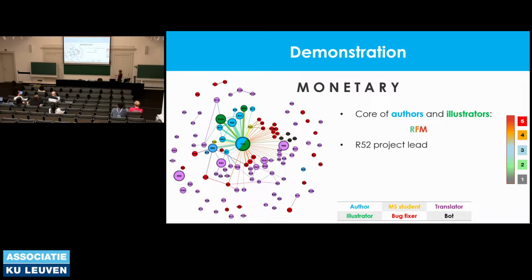So I mined this graph, and you can see here the node sizes and edge sizes represent the monetary value. So it's color-coded. You have the authors in blue, the illustrators in green, translators in purple, and so on. A first thing that you may notice is we have this core of authors and illustrators, and they are all very big nodes, which means if you look at the data, they have a large monetary value. They also have a relatively large frequency value, but very low recency. So this means they worked at the beginning of the project on very important files.